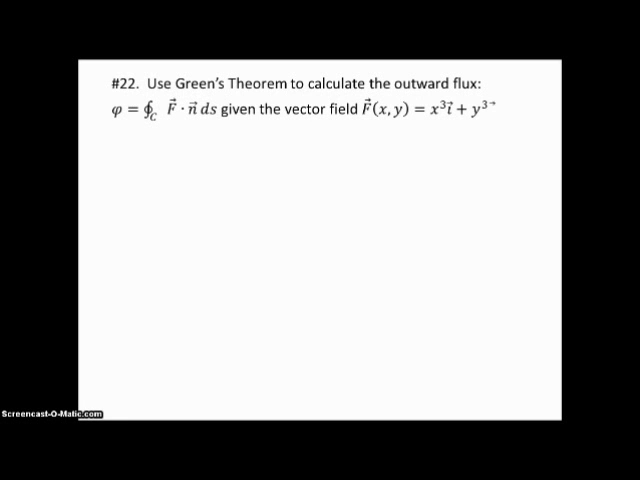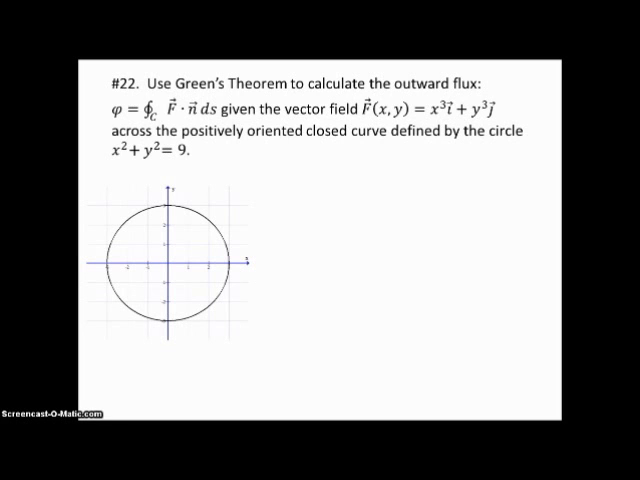Number 22, use Green's theorem to calculate the outward flux given by this integral, given that the vector field in question is x cubed i plus y cubed j, and we're going across the positively oriented closed curve defined by the same circle as in the previous example. So here's the circle, and here's the formula. The last integral there was developed using Green's formula, but it looks a little different after they do all the machinations. So we're going to use that last integral, m being x cubed and n being y cubed.